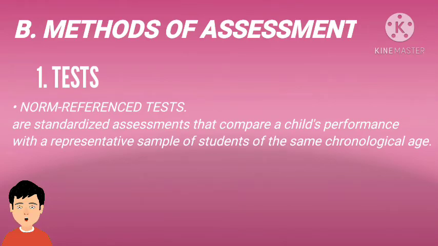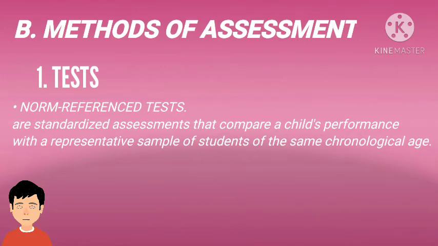Norm reference tests are standardized assessments that compare a child's performance with a representative sample of students of the same chronological age. Such tests are rigorously made by a team. Results are reported as percentile ranks and age and grade equivalent scores, which makes it easier for professionals to determine class and individual performance. While such quantitative reporting makes it easier to compare the test performance of children in a class, it has its limitations in terms of use in instructional planning.